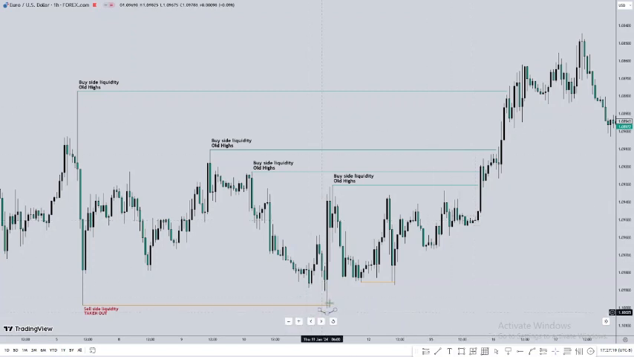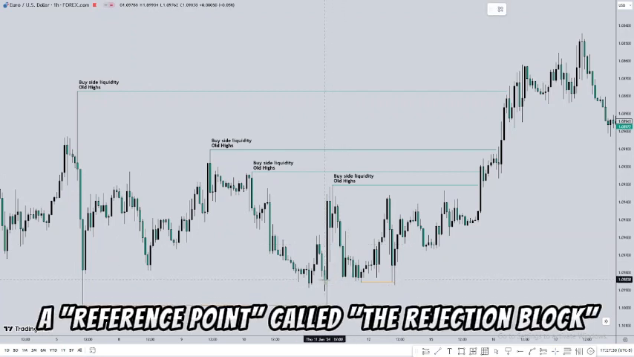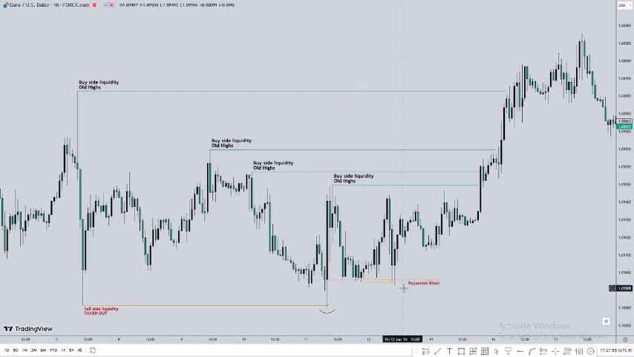When price took out this sell side, price did not close below it. Price rejected, showing the bullishness in price. Then when price retraced lower, it came down to a reference point called the rejection block. This rejection block is a form of an imbalance in price. So price has taken out liquidity, and it came back for an imbalance. If you look closely, guys, when price was dancing along that rejection block, price was unable to close below it. That alone is enough of a bullish sign for you.